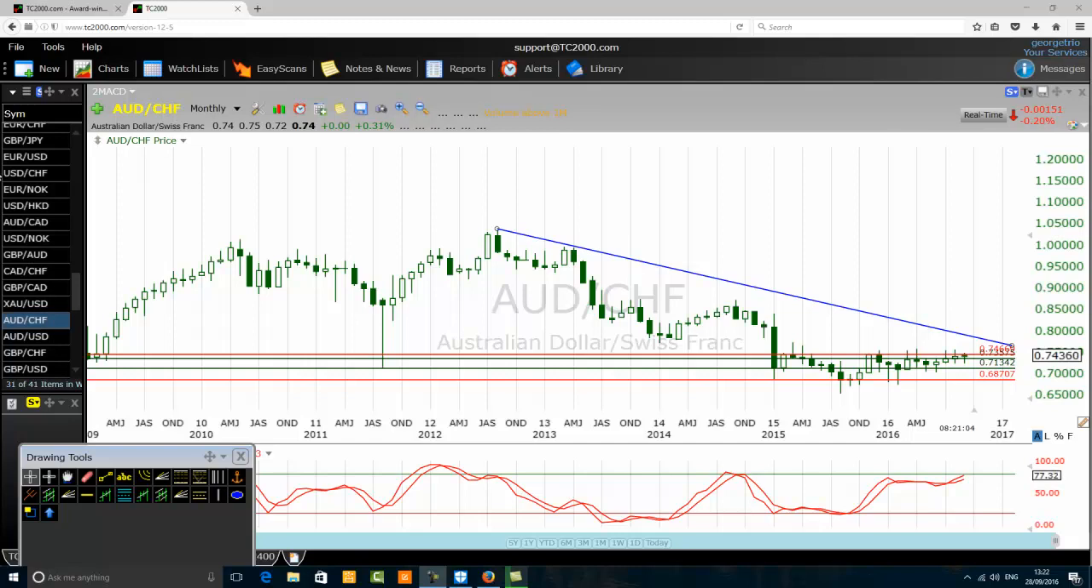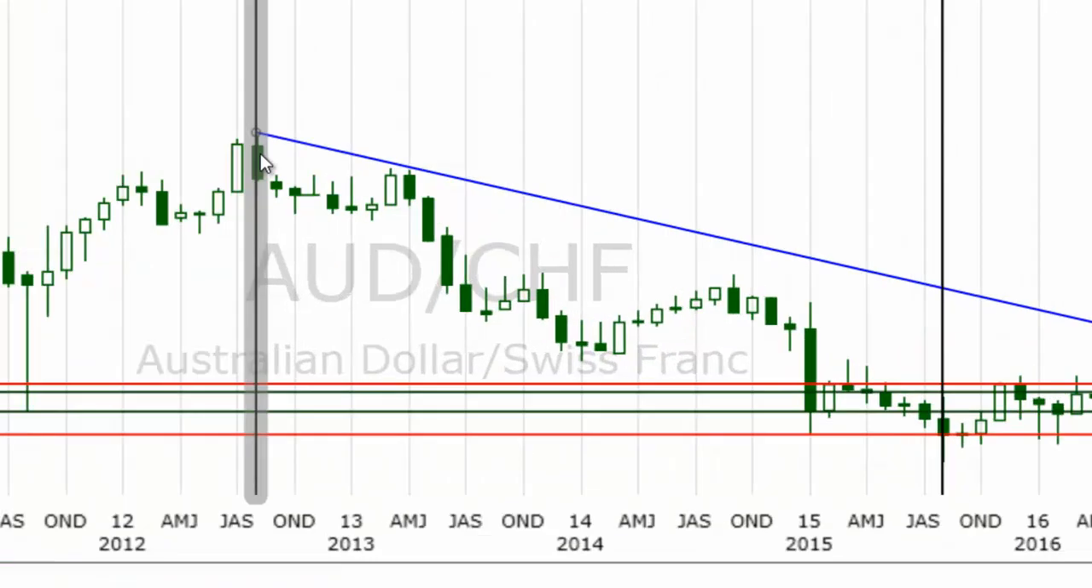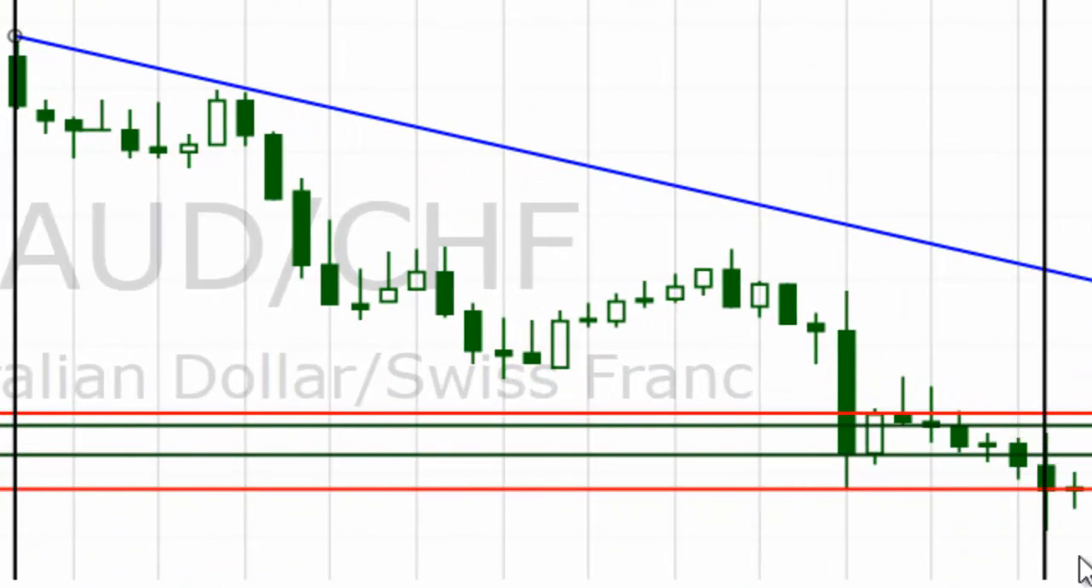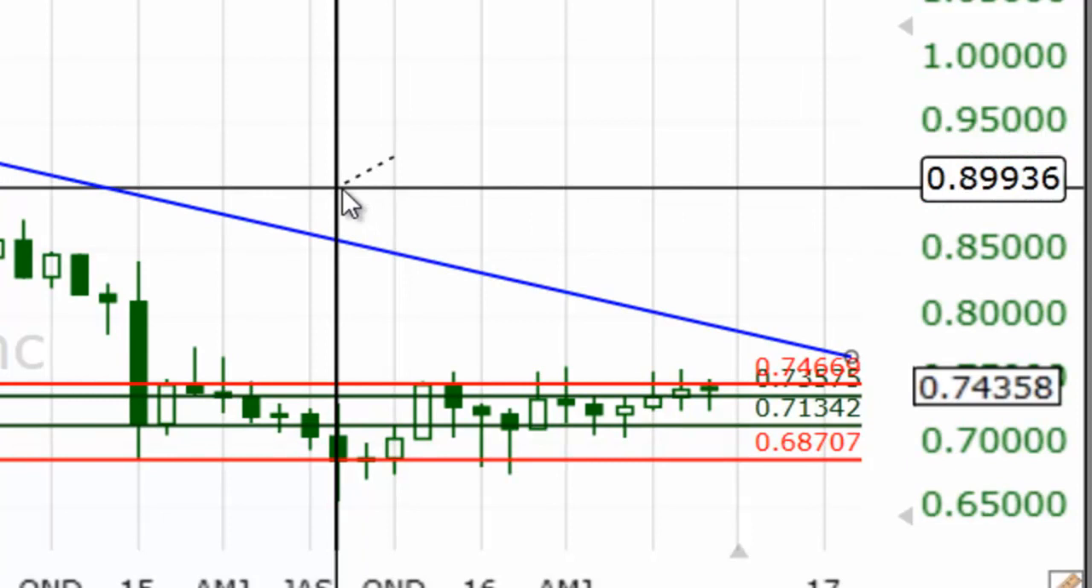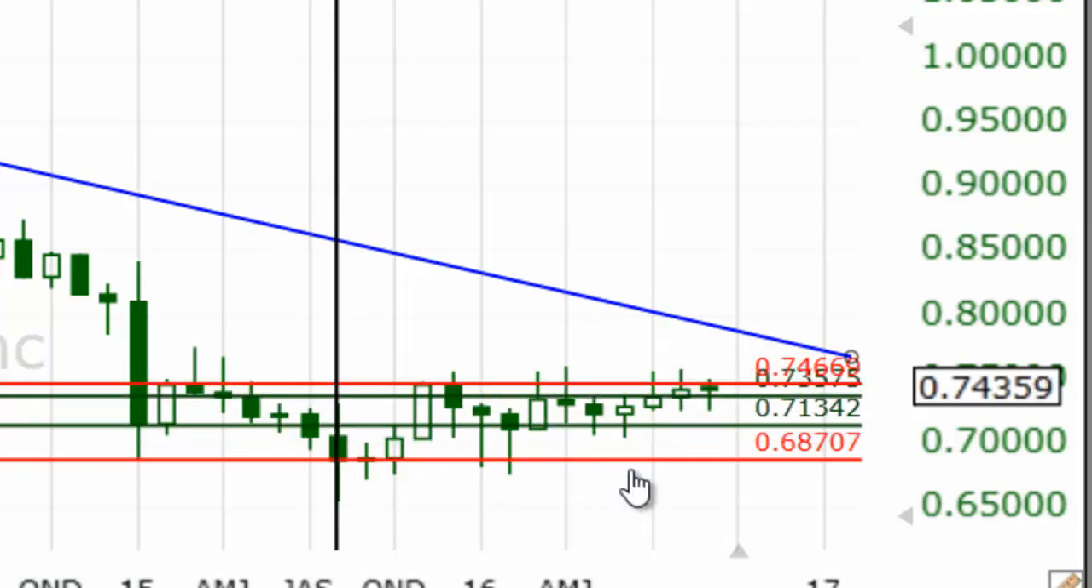Quickly, this currency pair has been going down since which year? 2012. I'm going to place a vertical line there. Here is my vertical line. It has been going down, and it achieved the lowest low right here in 2015. So between the two vertical lines, price was forming lower lows and lower highs. From the end of August 2015 onward, this financial instrument starts consolidating.